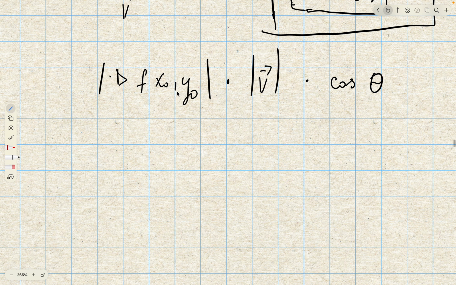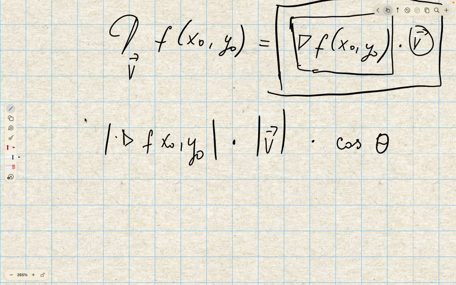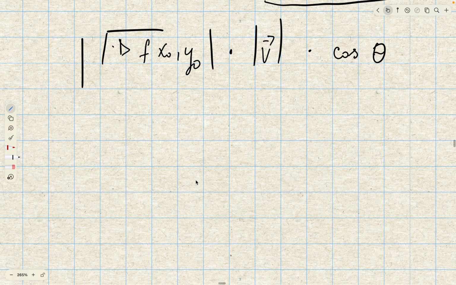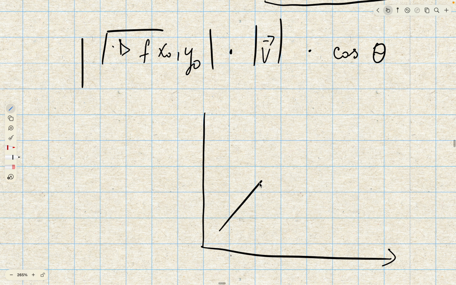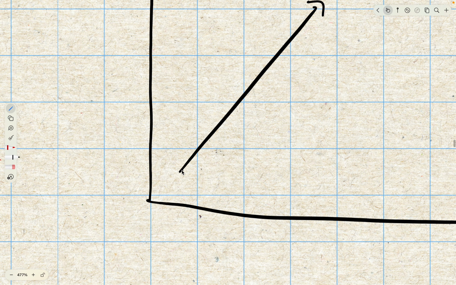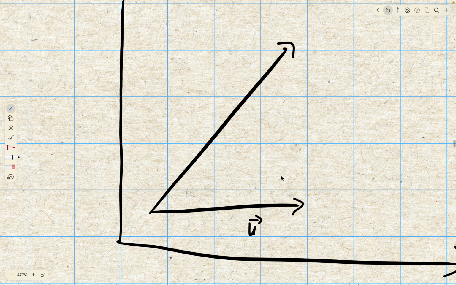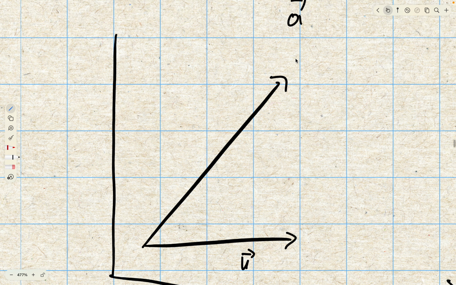And geometrically, what does this dot product mean? We can plot this in a two-dimensional graph, and let's say this vector represents the gradient vector. This is the gradient vector. Let's symbolize this as vector v. Now let's say this is the vector v. And what happens when we take the dot product of these vectors? We simply take this vector v, and then we project this vector onto this vector.